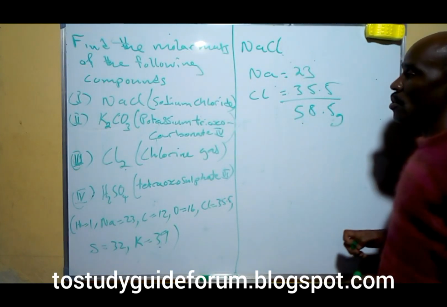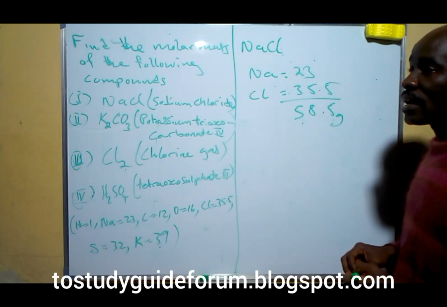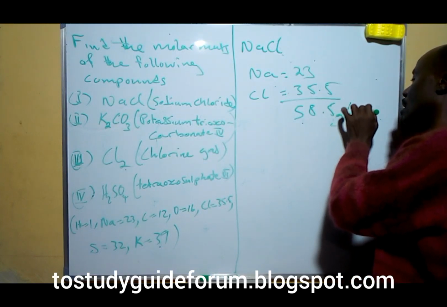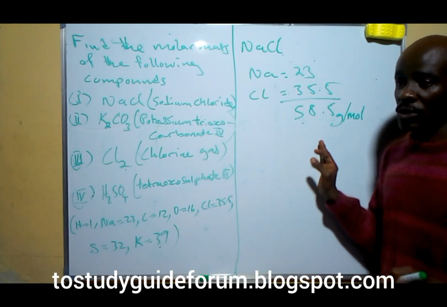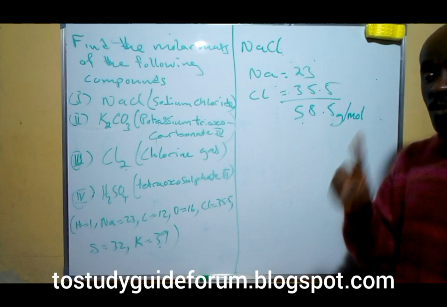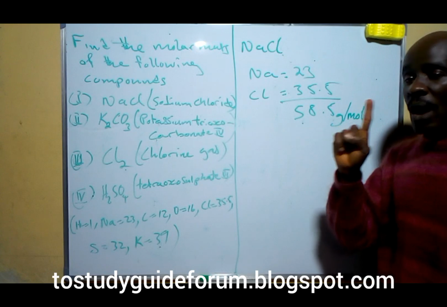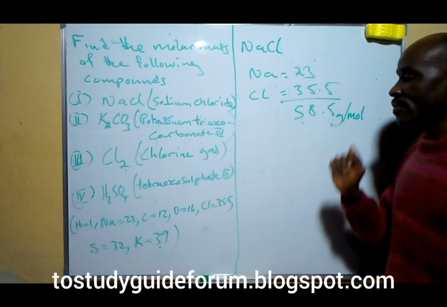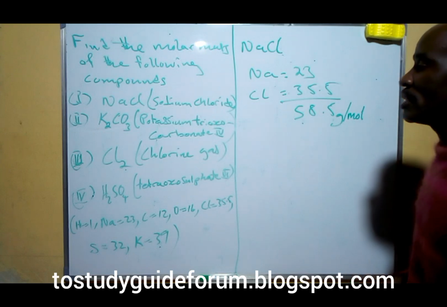Expressed in gram, the unit of molar mass is gram per mole, which means in 1 mole of that compound or substance, it contains this many grams. In every mole, this gram is contained. For sodium chloride, in 1 mole of sodium chloride, 58.5 grams of sodium chloride is always present. So let's try the second one.